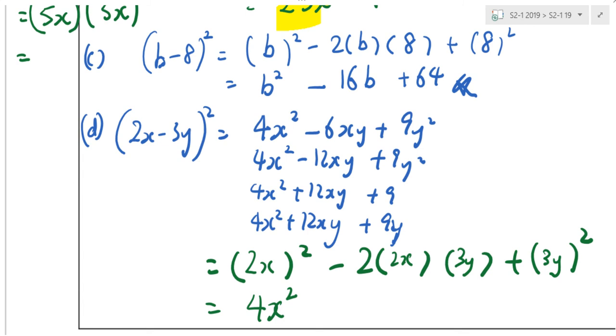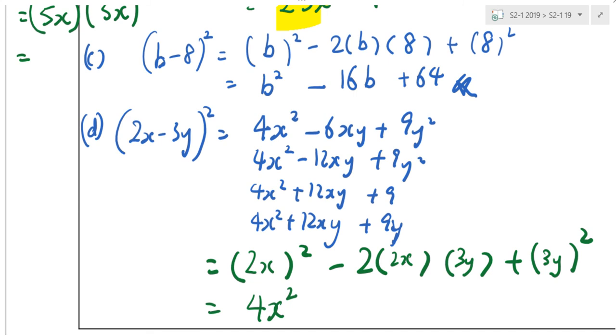So what if this one is plus, right? What if it's plus 3y? Then over here this one becomes plus. So this is minus, this is minus. So what is the important thing in the special formula? The b is the positive one, not the negative one. Is that okay?